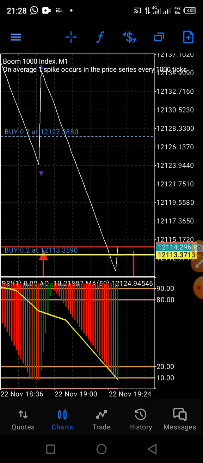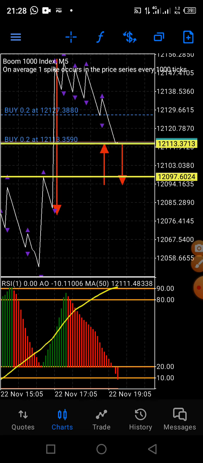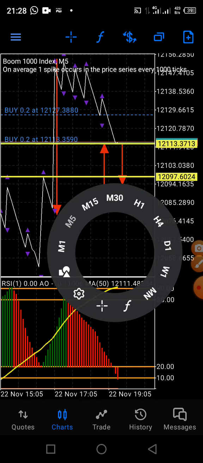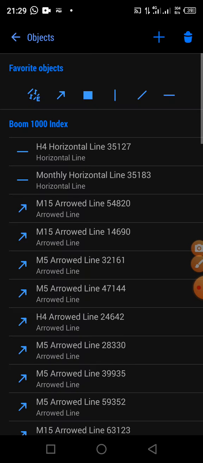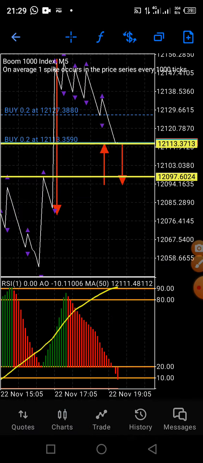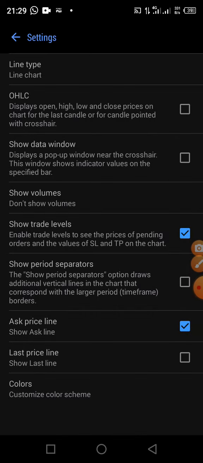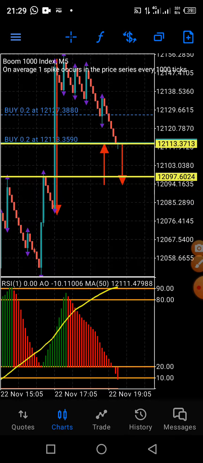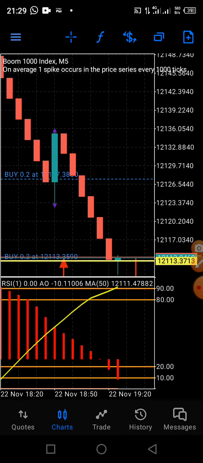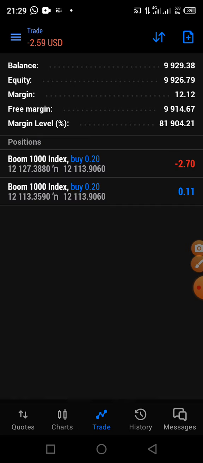So have you seen? Immediately on the in-between line, it has struck. So although it has taken a little bit of time, because it is in 5 minutes, let us change the chart pattern to candlestick, so that you see. So have you seen? Exactly on the line there, when you come here, we are in profit. It's just that it is a small strike.